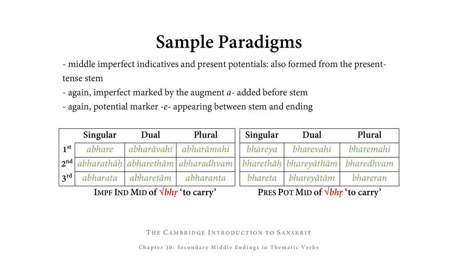Then in the potential, we have bhareya, bharethās, bhareta, bhareyāvahi, bhareyāthām, bhareyāthām, bhareyāmahi, bharedhvam, and bhareran.